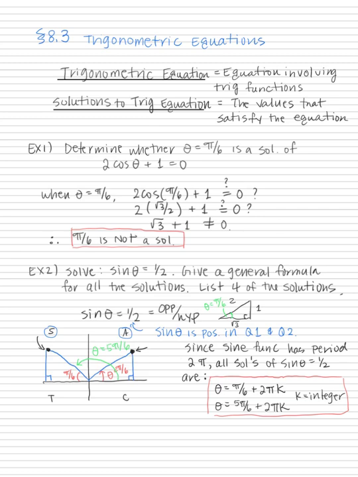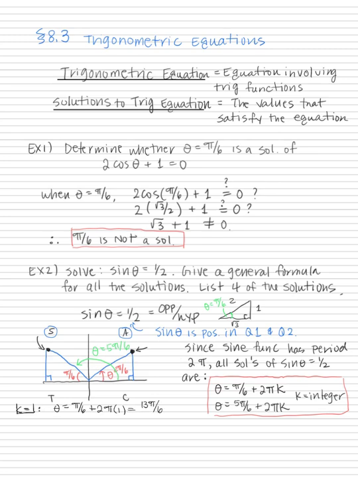And now list 4 of the solutions. It doesn't matter what k value you take. So let's take k equals 1, and I'm going to plug it into theta equals pi over 6 plus 2 pi k. So here you're going to have theta equals pi over 6 plus 2 pi, where k is 1. In this case, what is that? Pi over 6 plus 2 pi is 13 pi over 6.